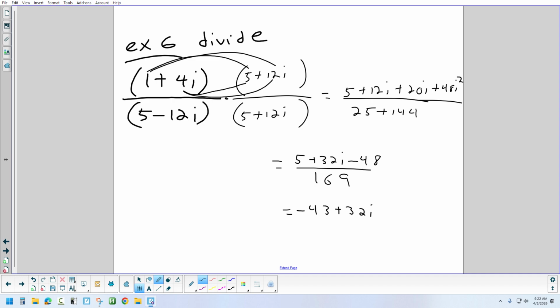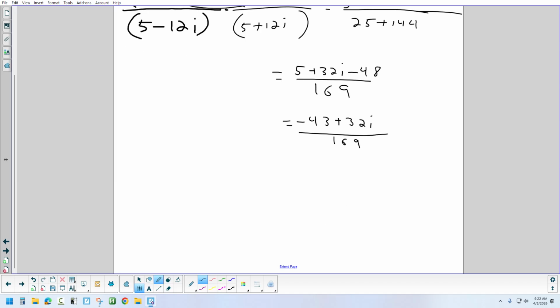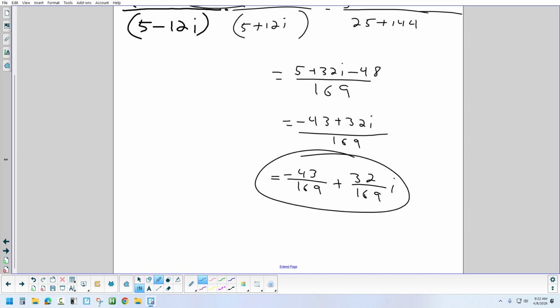So is this how we leave our final answer? No, what do we have to do? Negative 43 over 169 plus 32i over 169. Yep, we're just going to split it so that 169 is over each number. So the real part is negative 43 over 169, and the imaginary 32 over 169. Okay, so on the test, I would expect to see at least one of each. One add, subtract, multiply, and divide. Okay. Any questions on that?